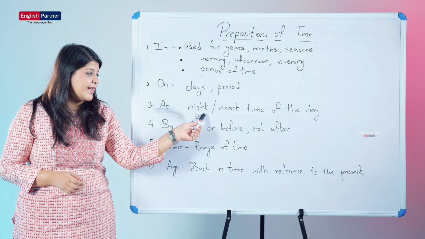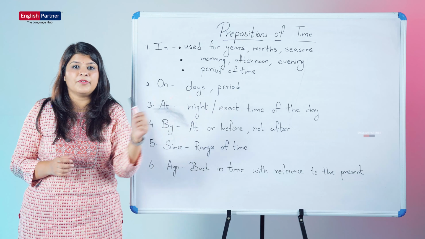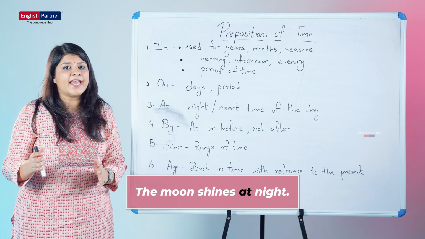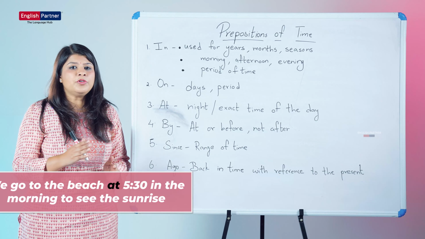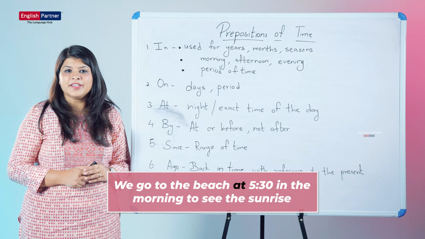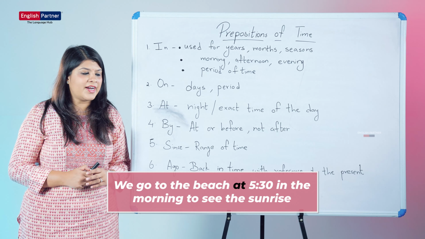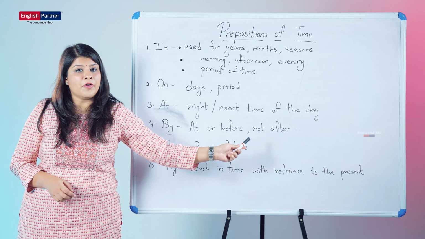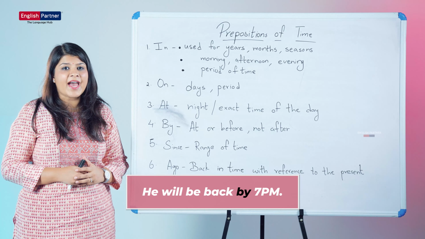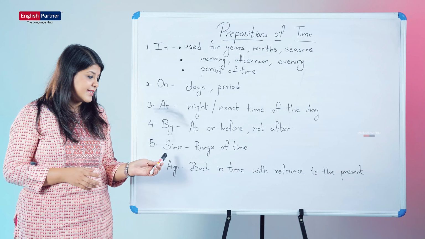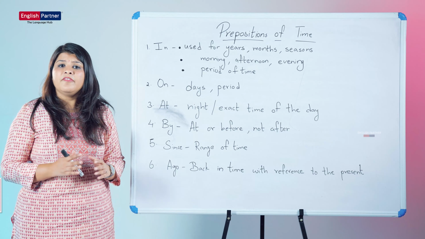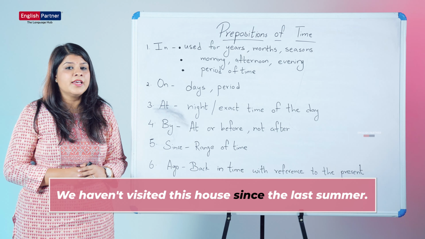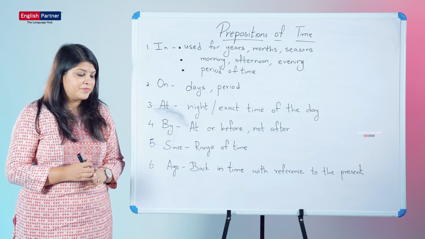At night or exact time of the day. The moon shines at night. We go to the beach at 5:30 in the morning to see the sunrise. By at or before, not after. He will be back by 7 p.m. Since range of time. We haven't visited this house since the last summer.